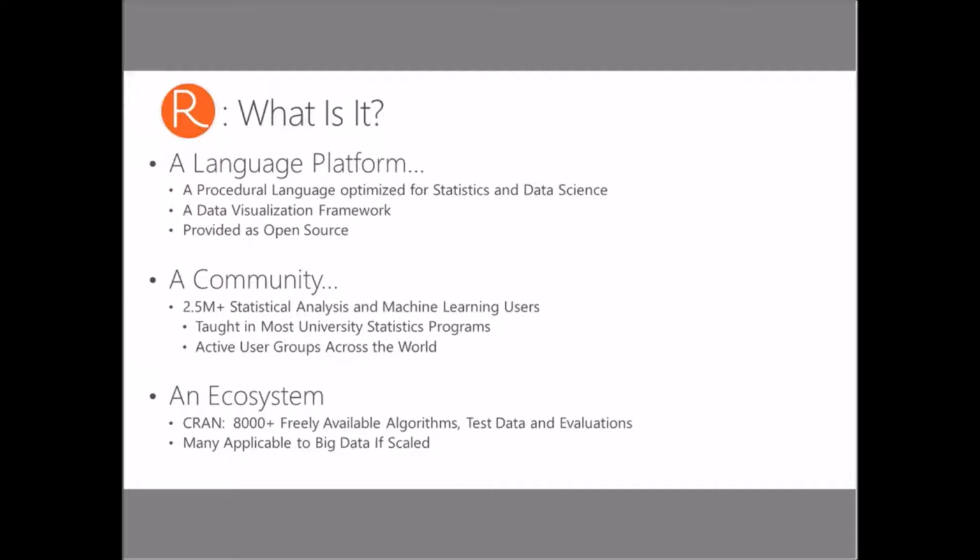Okay. Now there is a delivery network available for this: CRAN, the Comprehensive R Archive Network, with over 8,000 freely available algorithms that people have designed. Okay, test data to work with so you can play around with it, evaluations. And many will scale to big data environments, especially with the service that Microsoft has created out of this, which scales well to large amounts of data.